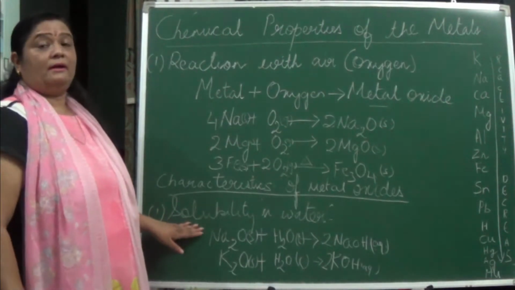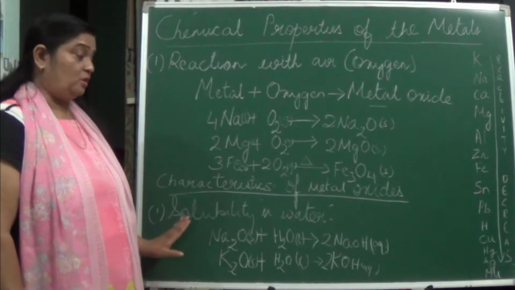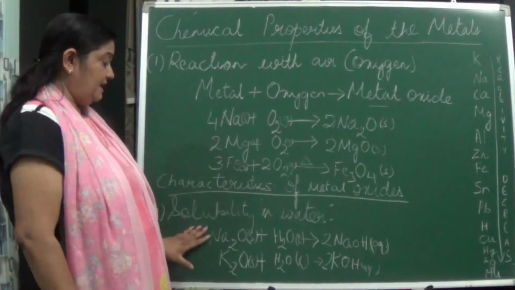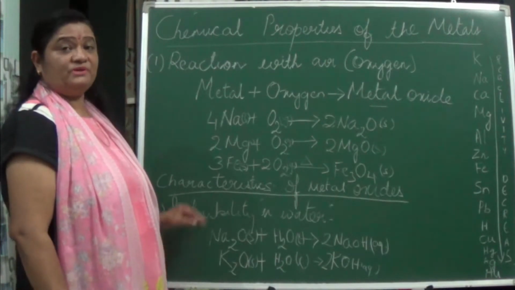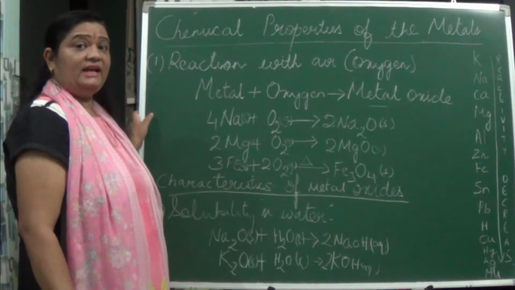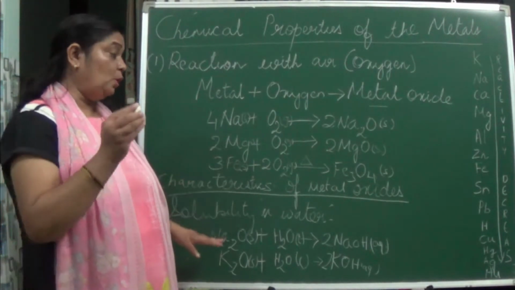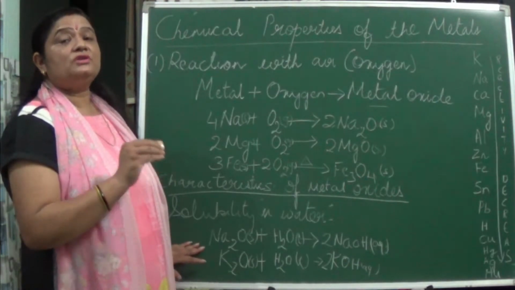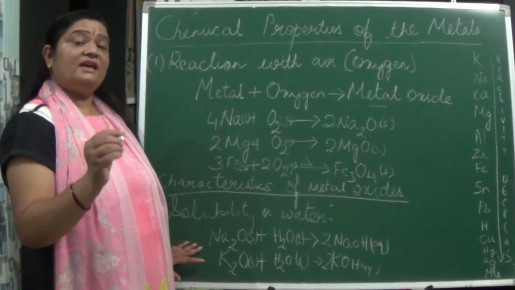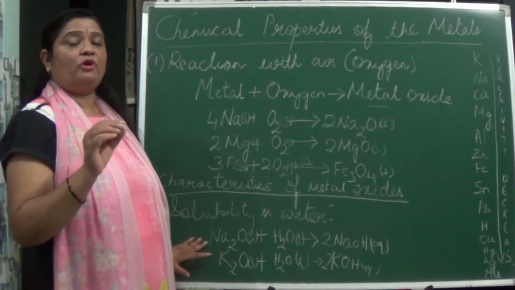Maximum of the metal oxides don't dissolve in water, and so they will be called what? Bases only, not alkalis. But yes, these bases like sodium oxide, potassium oxide, calcium oxide, they all dissolve in water, and naturally they are now called as what? Alkalis. So what are alkalis? Alkalis are those metallic oxides which dissolve in water to form the corresponding hydroxide. They are known as alkalis, and those which don't dissolve in water are bases.